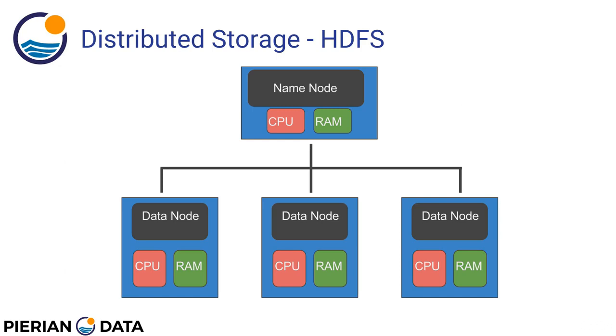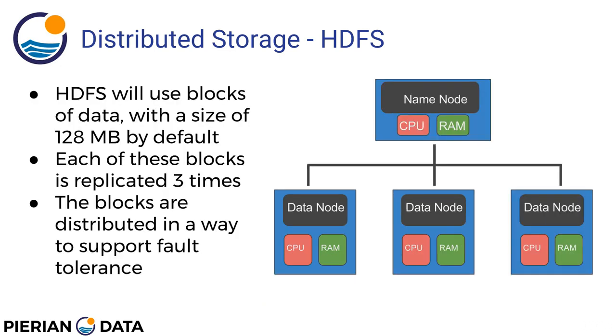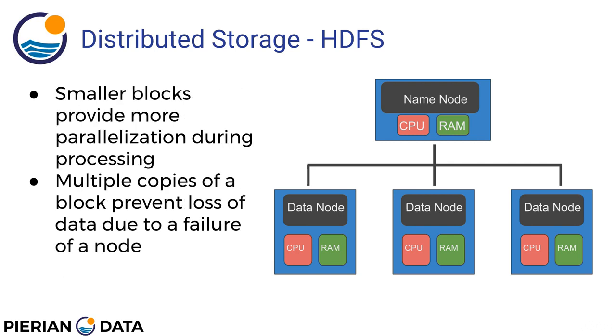So for distributed storage, you have something that looks like this. Again, you have some sort of master node or name node, which has its own CPU and its own RAM, and that basically controls the process of distributing either the storage or the calculations to these other, sometimes known as slave nodes, these other data nodes with their own CPU and RAM. HDFS uses blocks of data with a size of 128 megabytes by default, and each of these blocks is replicated 3 times. The blocks are distributed in a way to support fault tolerance, so a machine can go down, but your data will go on. Smaller blocks provide more parallelization during processing, and multiple copies of a block prevent loss of data due to the failure of a node.